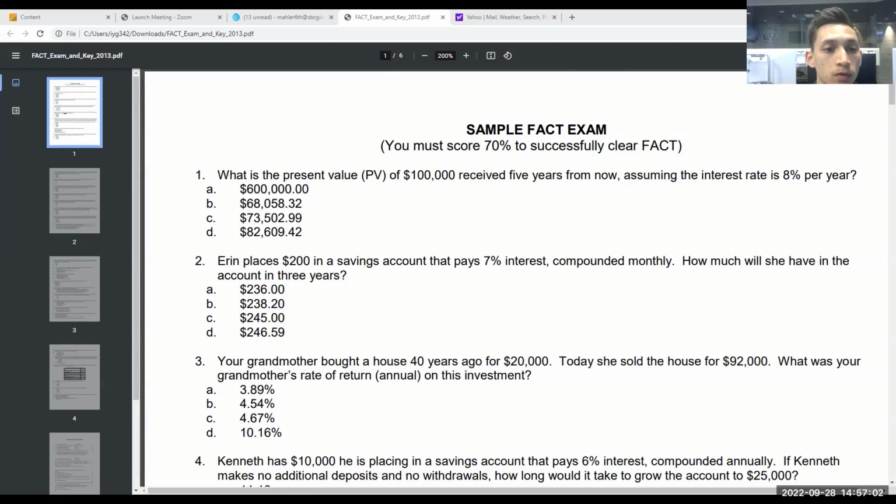So that was number one. Number one is B. So we're going to look at number two. Number two says, Aaron places $200 in a savings account that pays 7% interest, compounded monthly. Compounded monthly is very important for us to notice. How much will she have in the account in 3 years?